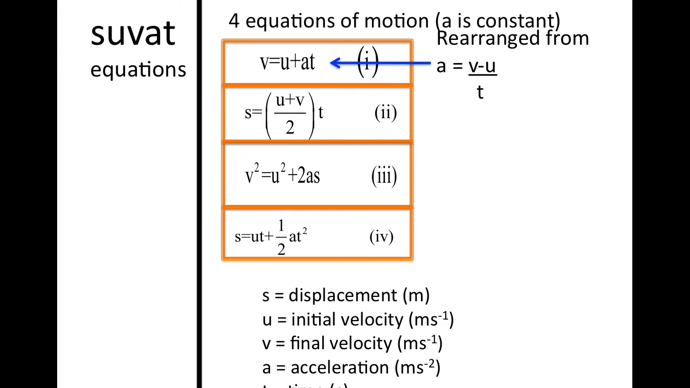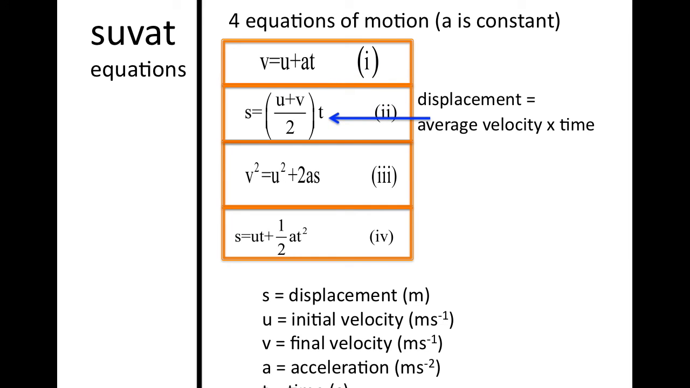So this first equation is actually rearranged from the equation for acceleration. And all they did here was they solved for v and they got this equation. The second is displacement. And this is s equals u plus v, and remember, this is average, and then the time is on the side there.